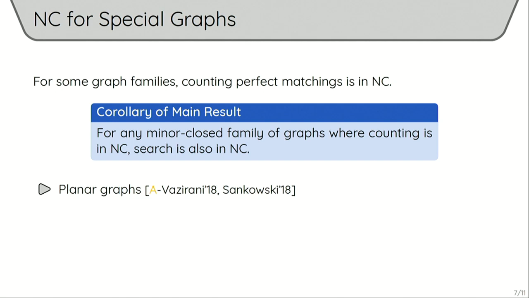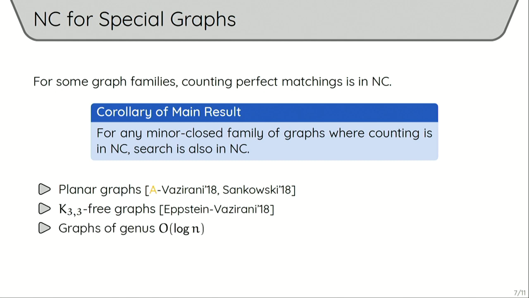One famous case of this was planar graphs. Prior to our work, we and also Sankowski showed that for planar graphs, there are NC algorithms. There are slightly more general classes of graphs called K3,3-free graphs. For those, you can also count the number of perfect matchings. But our result generalizes this to a more general class of graphs of genus at most log n. For this, prior work had shown how to count the number of perfect matchings, but we didn't know how to output a perfect matching in NC.